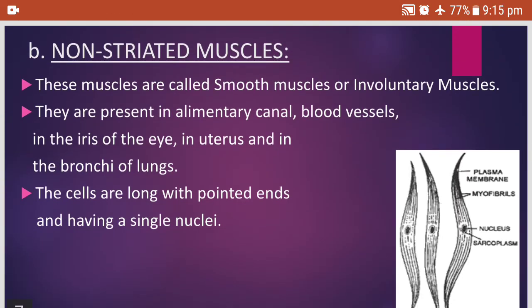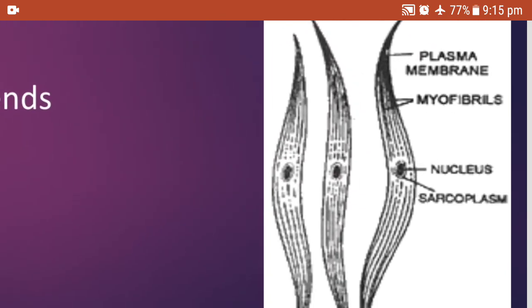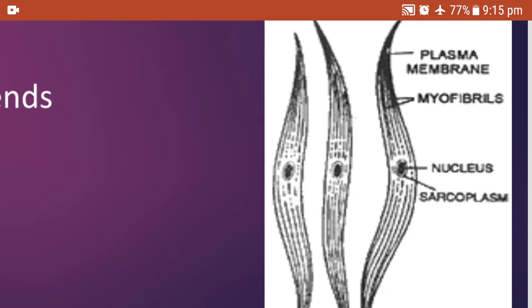Non-striated muscles. These muscles are called smooth muscles or involuntary muscles. They are present in the alimentary canal, blood vessels, in the iris of the eye, in the uterus and in the bronchi of lungs. The cells are long with pointed ends. These tapering ends you can observe in the slide, and they have a single nucleus. Again here, try to practice this diagram. They are spindle shaped cells.